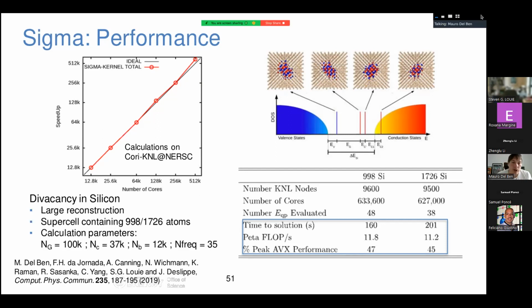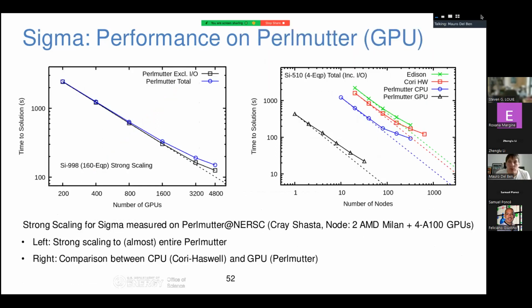and achieving excellent time to solution for this kind of very large application. Of course, everything changes with GPUs, everything becomes much faster. And here we're just showing the result on Perlmutter, the successor of Cori at NERSC, a GPU architecture.